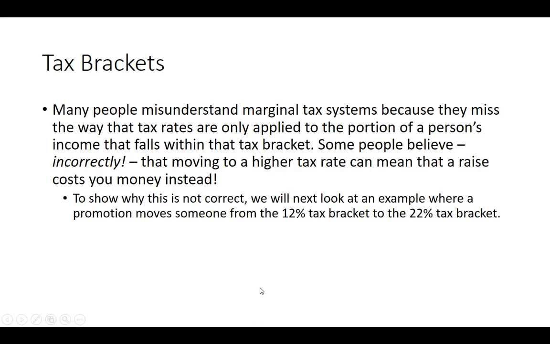Many people misunderstand marginal tax systems because they miss the way that tax rates are only applied to the portion of a person's income that falls within that tax bracket. Some people believe incorrectly that moving to a higher tax rate can mean that a raise costs you money instead. So many people have heard of a story where someone says, I can't have that raise because it will put me into a higher tax bracket and actually cost me money. This is never, ever, ever the case.